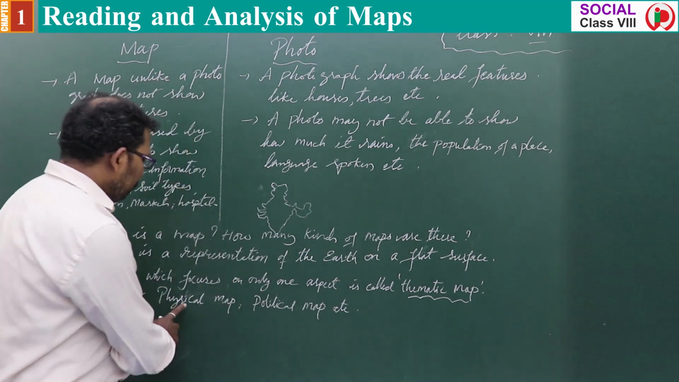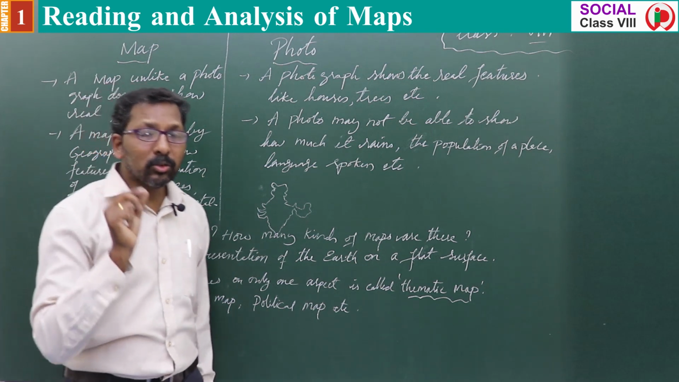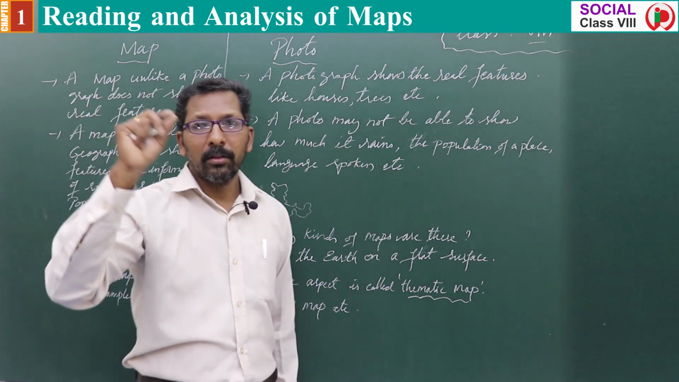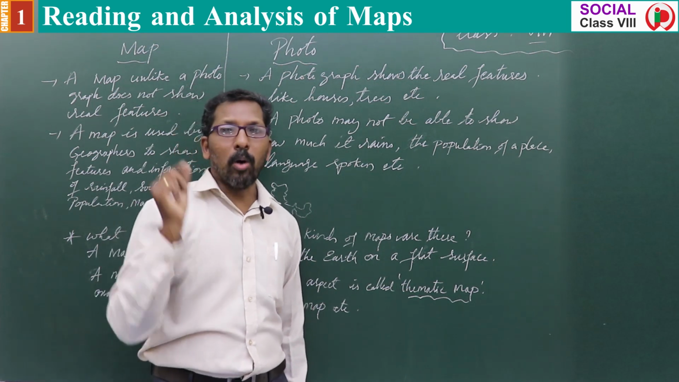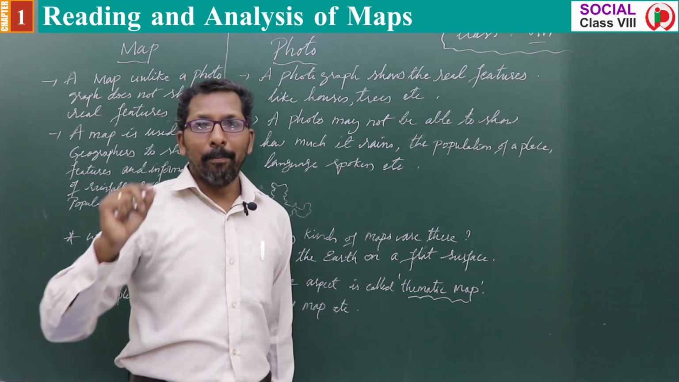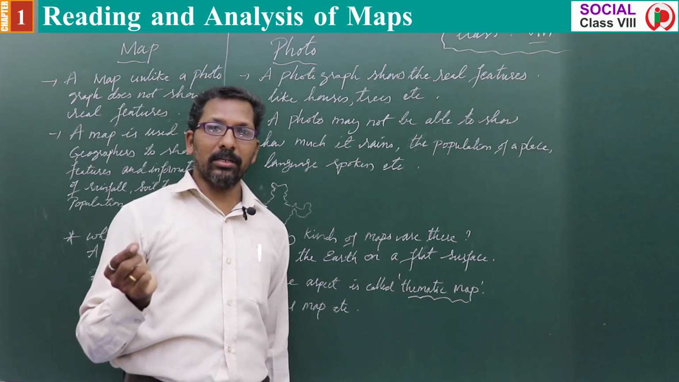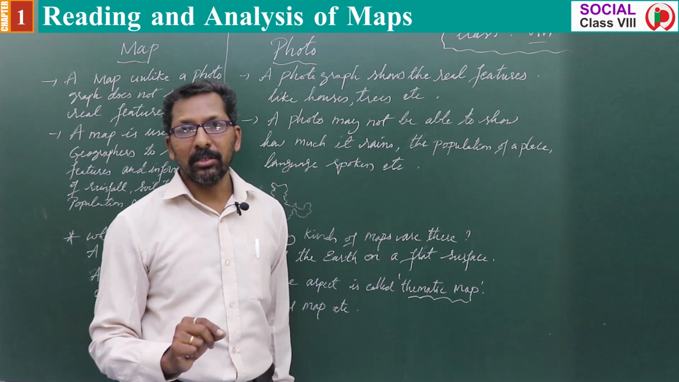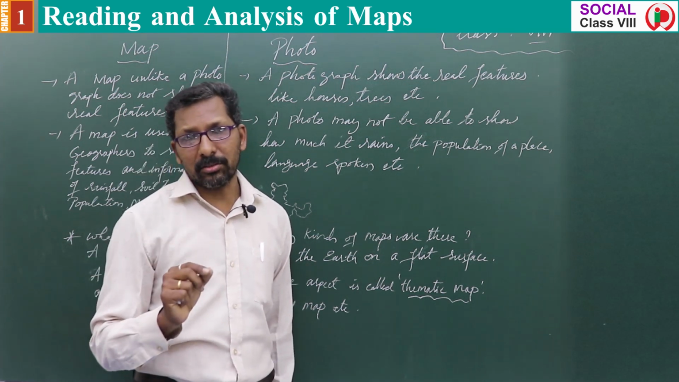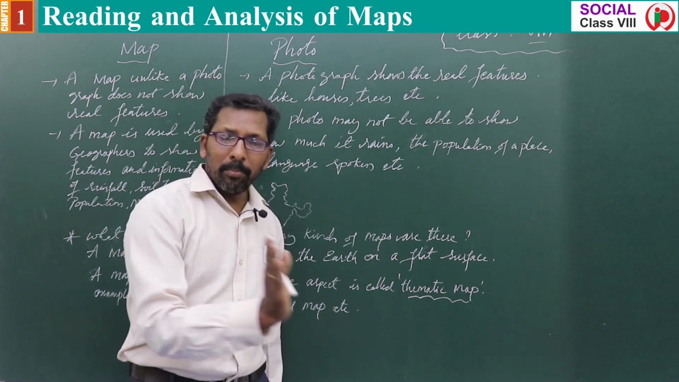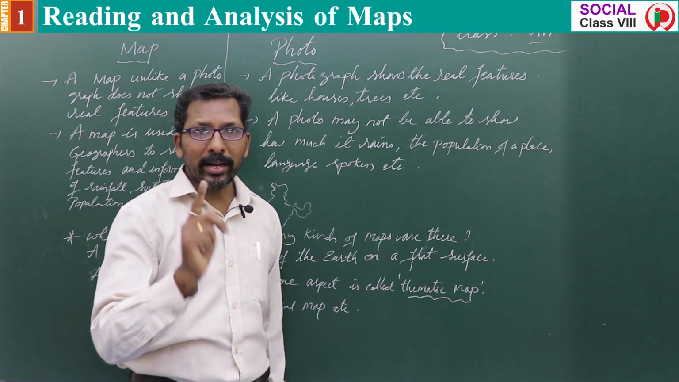For example, there is the physical map. What does the physical map show? It shows different landforms: mountains, plains, plateaus, rivers, deserts, coastal plains, islands, etc. So those are the physical features. So a complete physical feature map is there. It shows only one aspect.